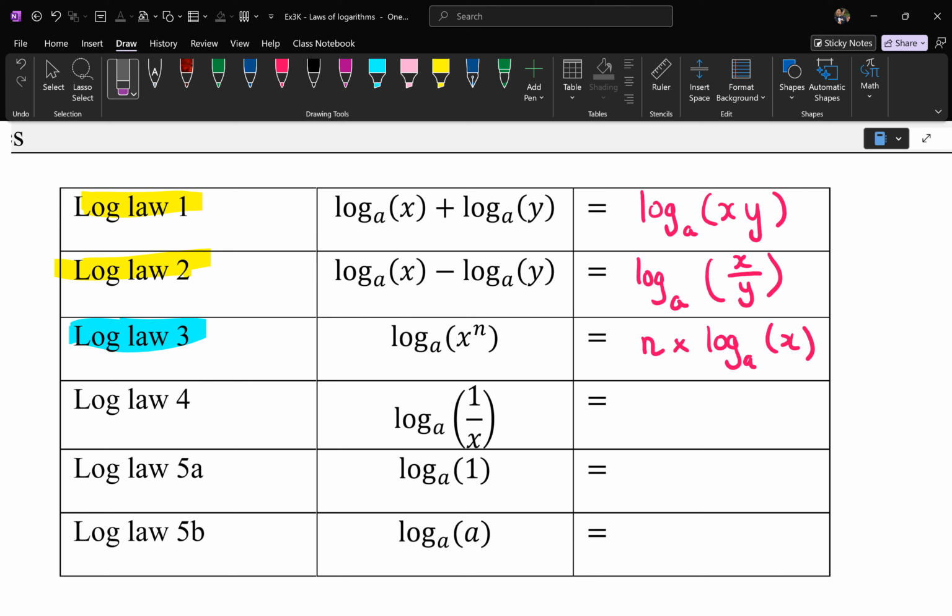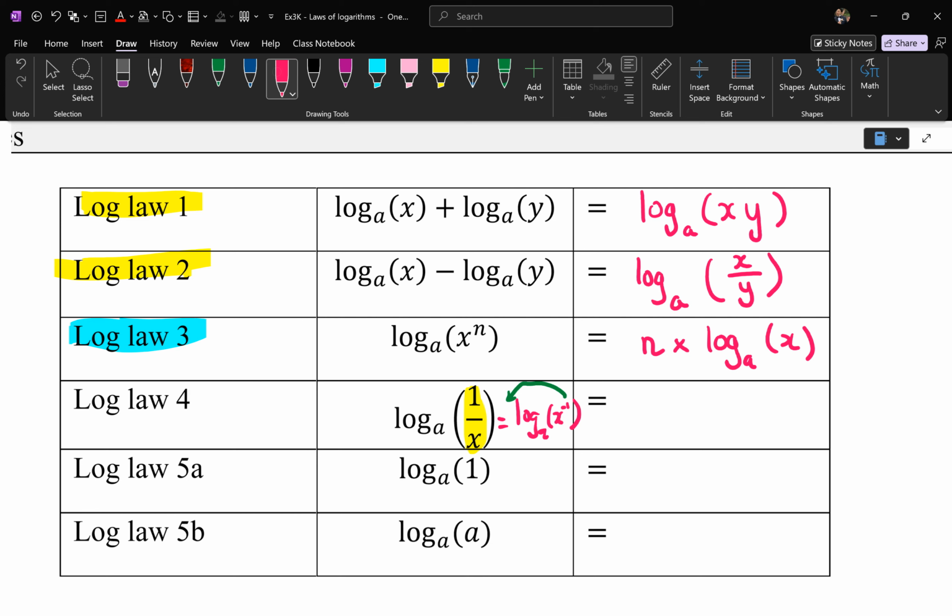And then law number 4, which really is just an extension of law number 3. We know from exponents, instead of writing 1 over x, how can I write 1 over x in another way? Very good. So this is the same thing as writing log A of x to the power of negative 1. But then you can use rule number 3. If it's to the power of negative 1, you can bring the negative 1 to the front.